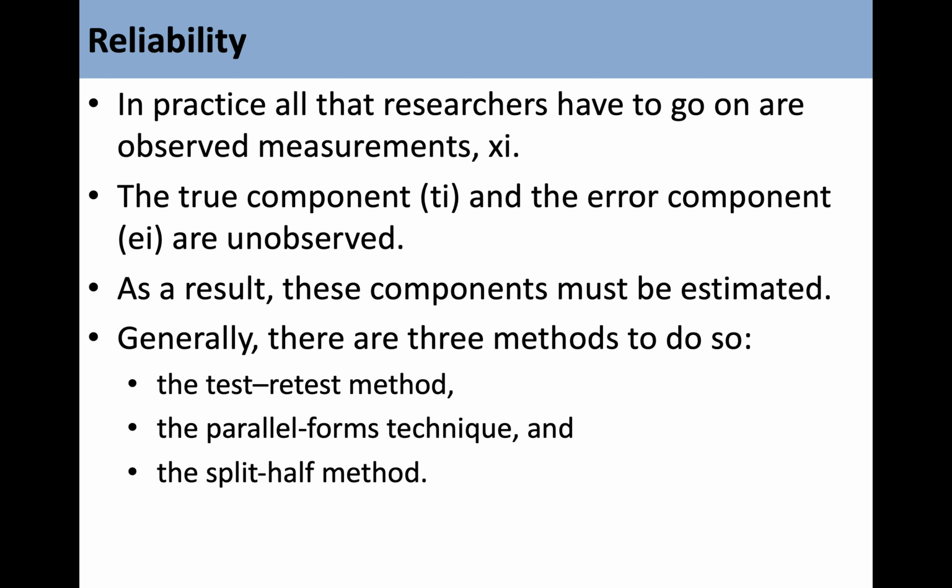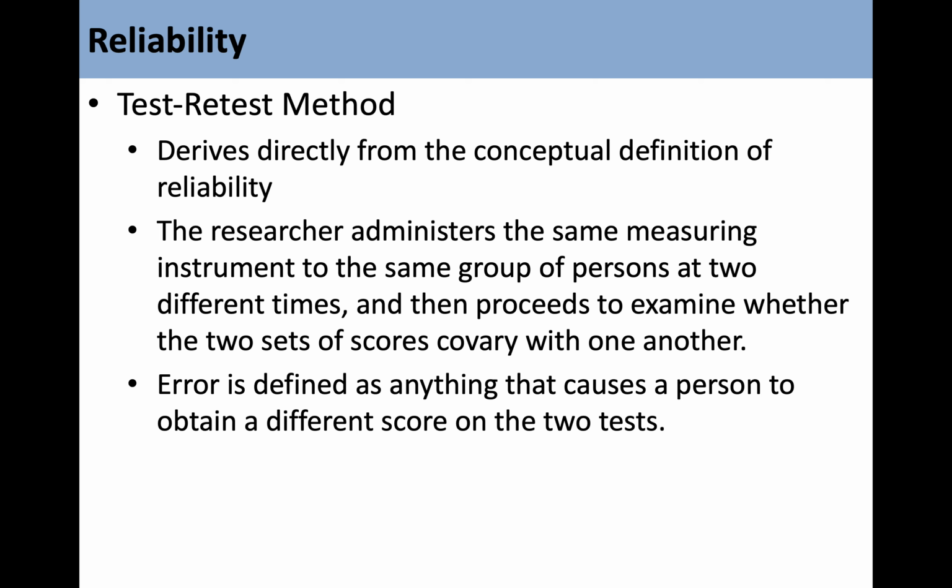In practice, all that researchers have to go on are observed measurements. The true component and the error component are unobserved. As a result, these components must be estimated. Generally there are three methods to estimate reliability. And that is the test-retest method, the parallel forms technique, and the split half method.